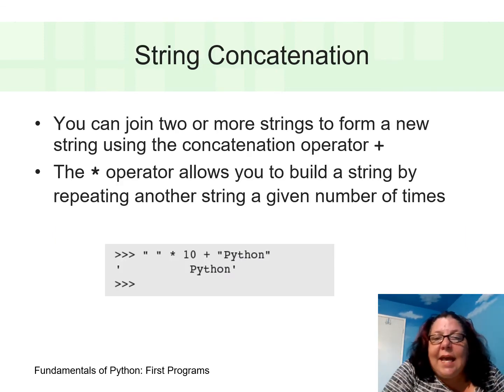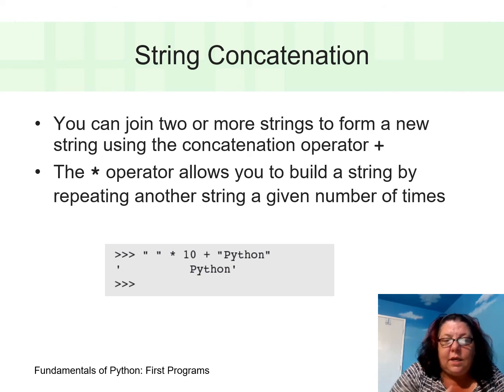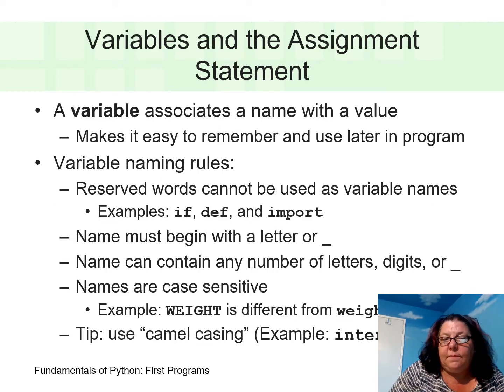Strings can be concatenated in the same way that integers or floating points can be added. You use the same operator. But when you join a string, you can join 2 or more strings to form a new string, and that's called concatenation. Concatenation allows you to build a string by repeating another string a given number of times.